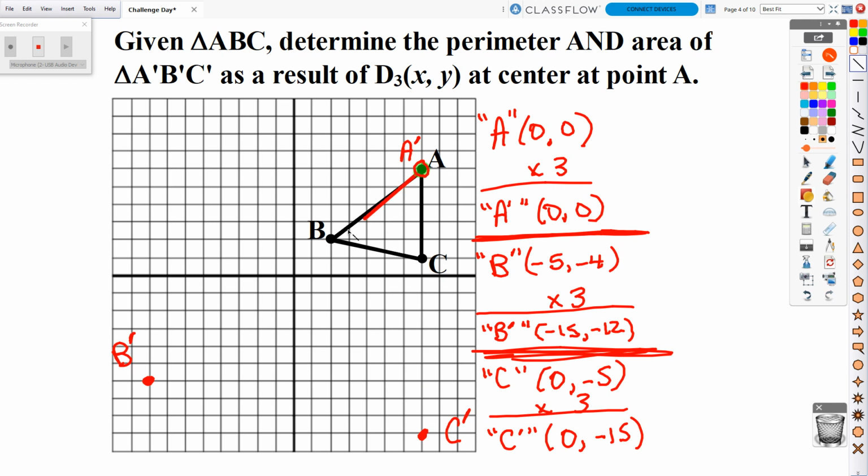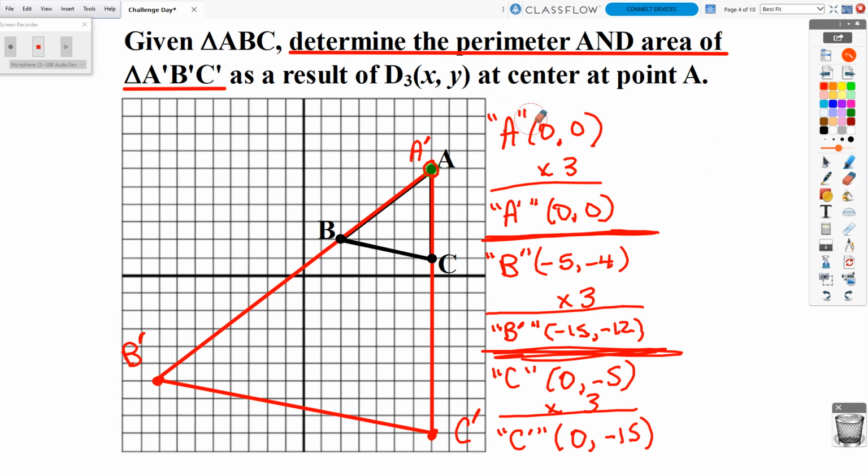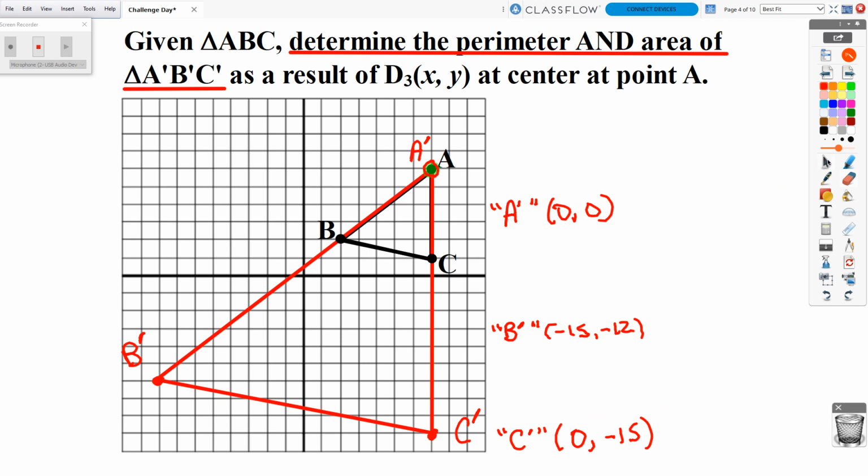All right, so now I need to make my new triangle. So A prime, B prime, B prime, C prime, C prime, all the way back to A prime. What I've been asked to do is determine the perimeter and the area of this new triangle A prime, B prime, C prime. For right now, I'm going to pretend like I don't know really any of this. Let's hold on to our prime coordinates, because they're all based off the same center point.